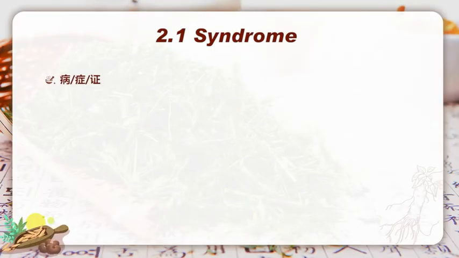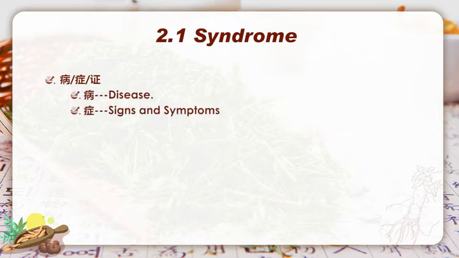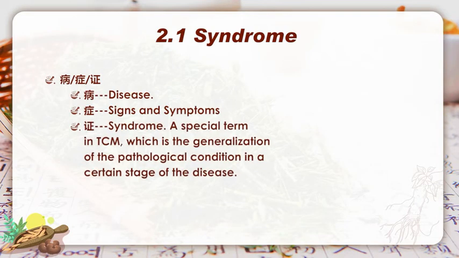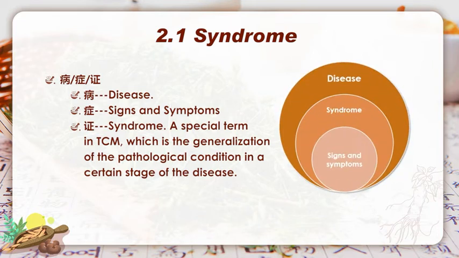In TCM, when we try to describe a sick patient, there are three terms we usually apply. 病, 症, 证. 病, disease. 症, signs and symptoms. And this one, 证, syndrome, a very special term in TCM, which is the generalization of the pathological condition in a certain stage of the disease. And this diagram can explain the mutual relationship.